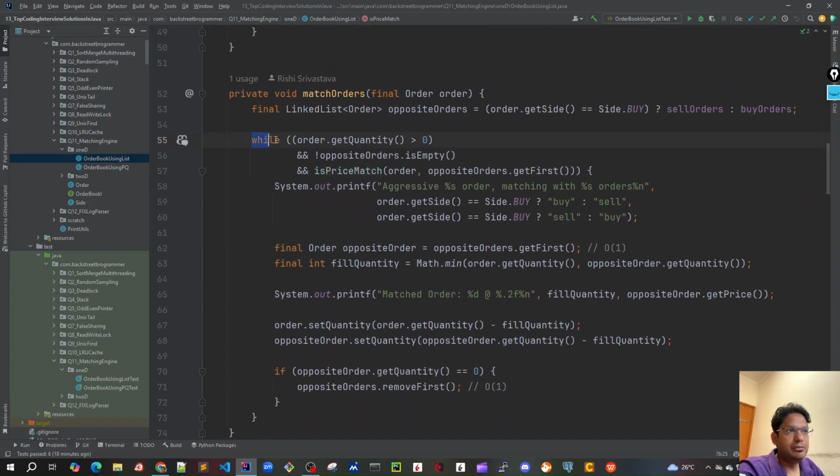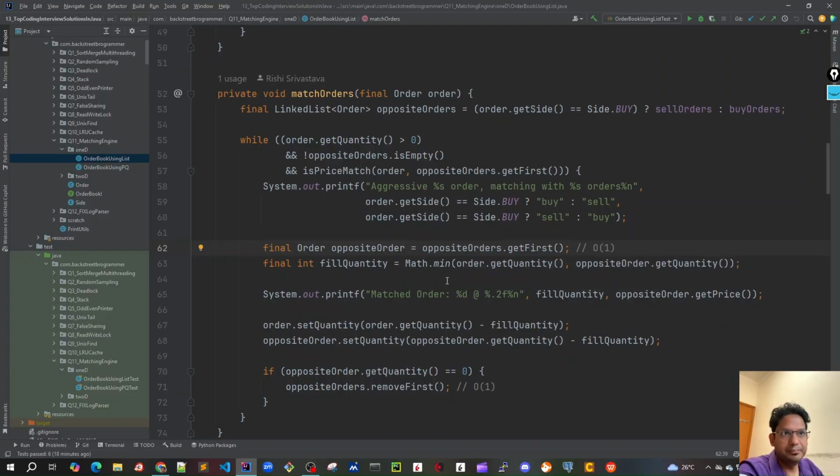It's a while loop, because it will keep on matching until we completely exhaust the incoming order. The aggressive order, which is the new order that has been received, is matching with the best sell order. Then the opposite side should be the sell order. This is the printf statement, which will indicate whether it's a buy order or sell order.